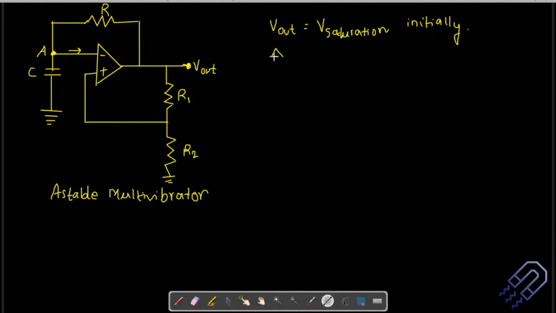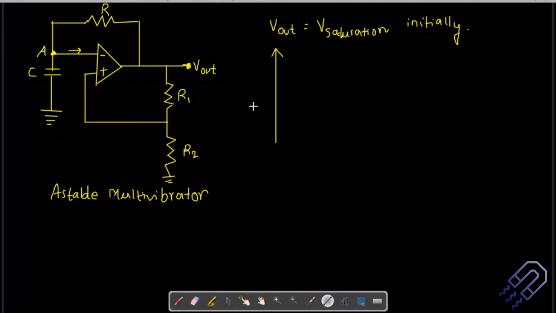So I'm just going to draw the circuit part by part and then explain one part after the other, and I think that should be okay.